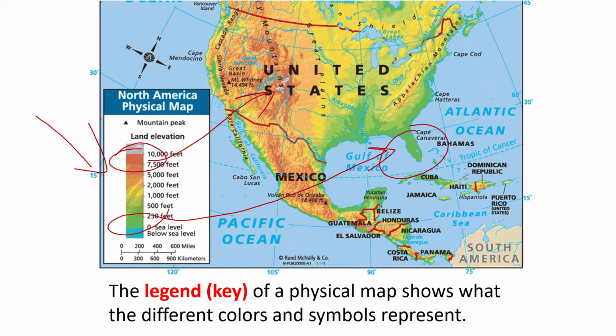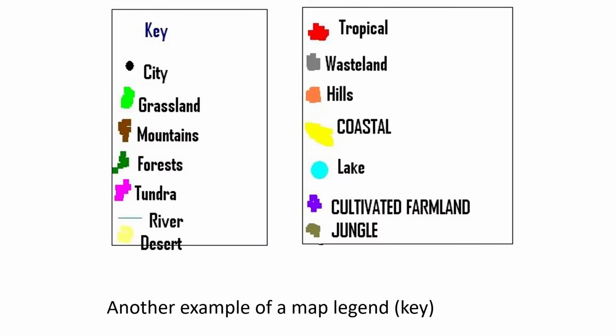Now, let's be clear on something here. Notice that these elevations are described as ranges. You don't know an exact number for elevation. All we know is that something in the green is 0 to 250 feet. Well, something here in the yellow is between 1,000 and 2,000 feet. We don't know an exact measurement, but it gives us an idea of the elevation in a particular area. Here's another example of what a legend or a key might look like.